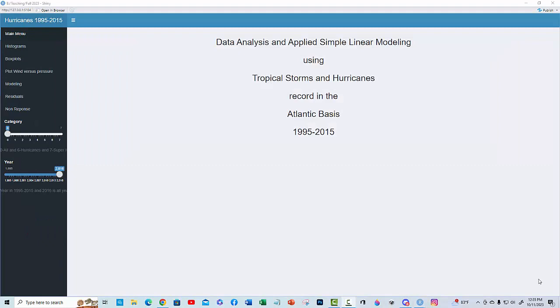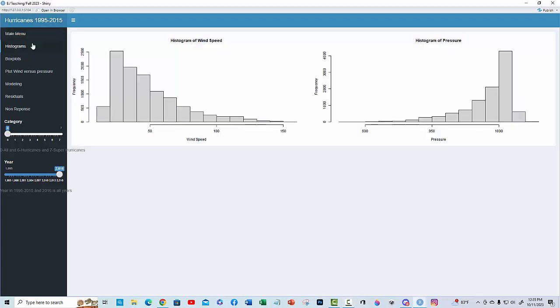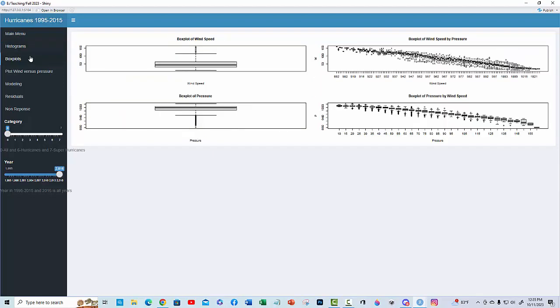This app demonstrates data analysis and applied simple linear modeling using tropical storms and hurricanes recorded in the Atlantic Basin between 1995 and 2015. There are hundreds of views of this data. In exploratory data analysis, we used histograms and box plots to verify the values and clean the data. But if we look at the histograms, it also gives us a good idea of the data's distribution. And if we look at box plots, we can detect trends.